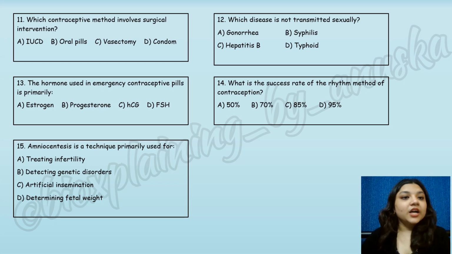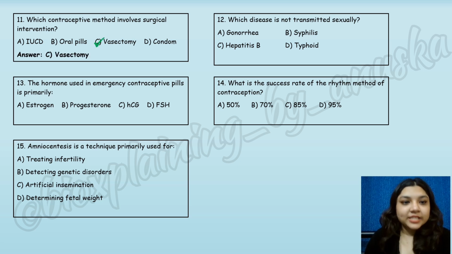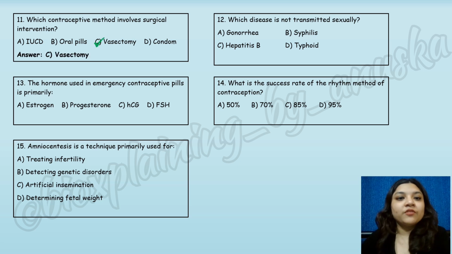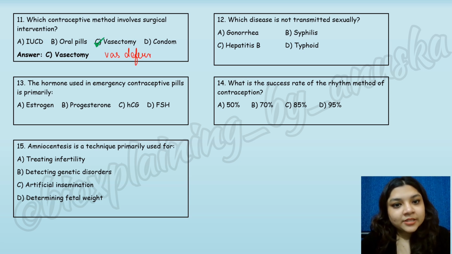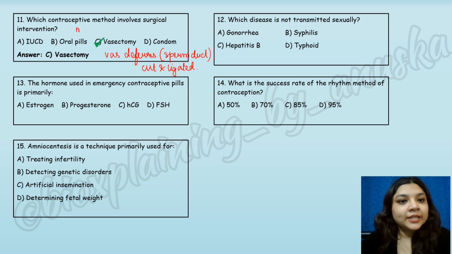Let's tally the answers. Question 11. Which contraceptive method involves surgical intervention? It is vasectomy. So what occurs in case of vasectomy? That is the vas deferens, which is also known as the sperm duct. The vas deferens is cut and ligated. So it is the surgical intervention method of contraception in case of human males, or generally in case of males.